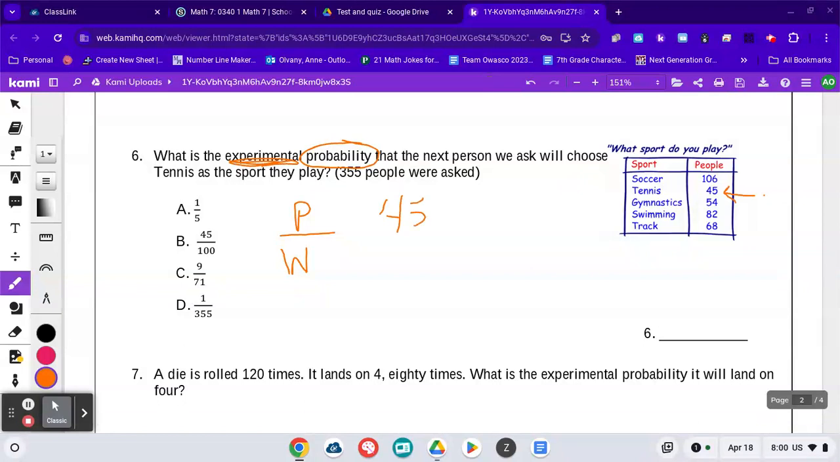45 people chose tennis and 355 people were asked. When you type this into your calculator, you get 9/71, which is choice C. You just type it in and you hit enter and it simplifies it for you.